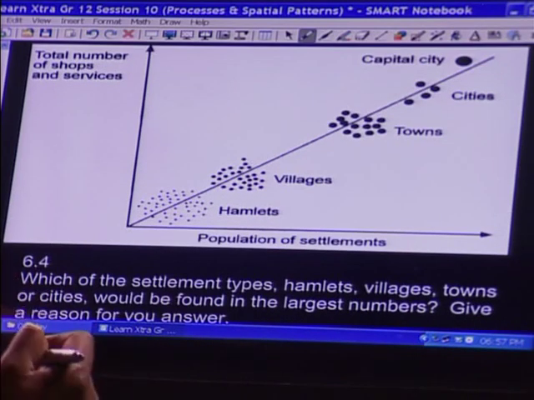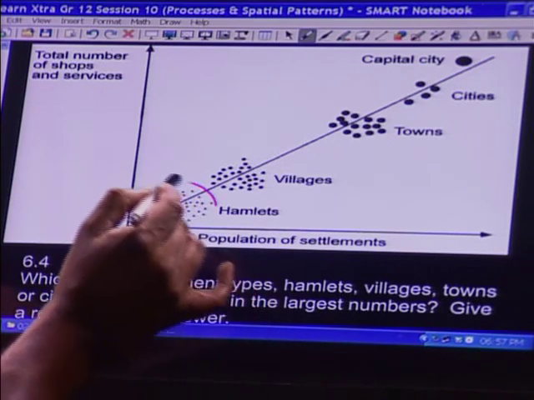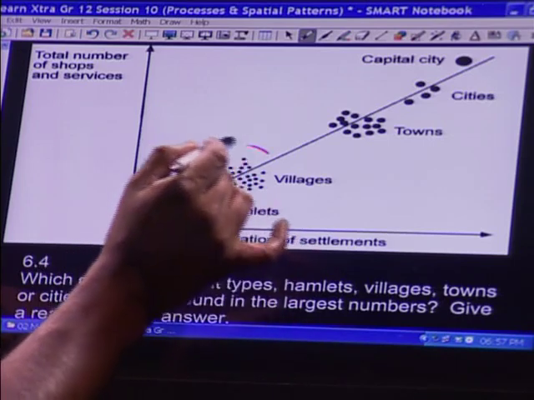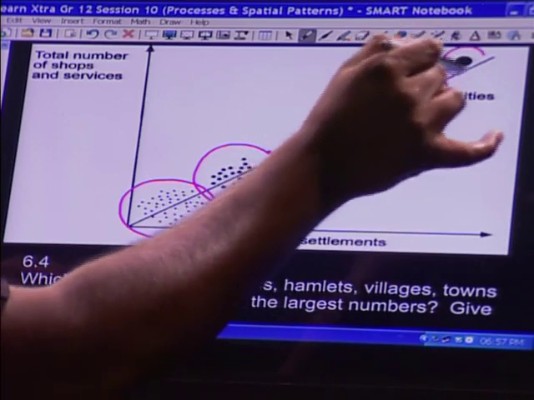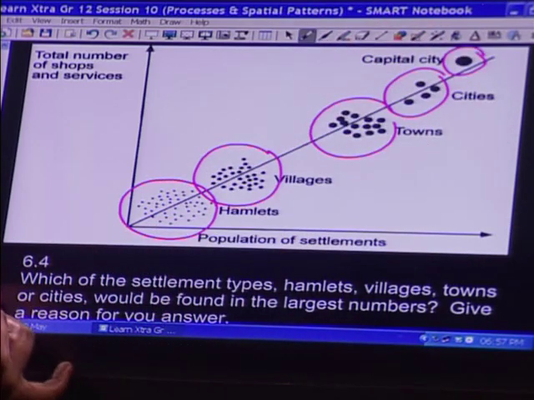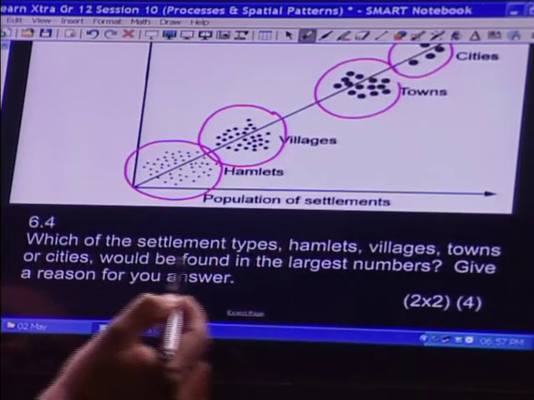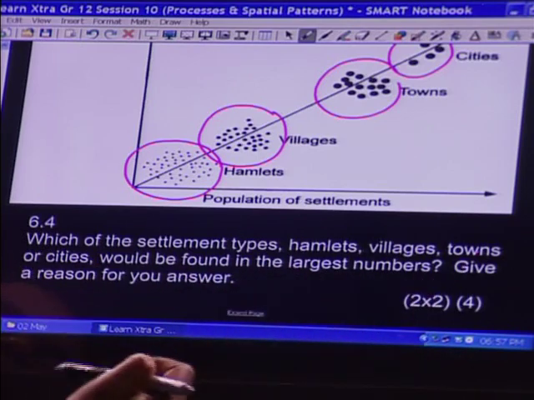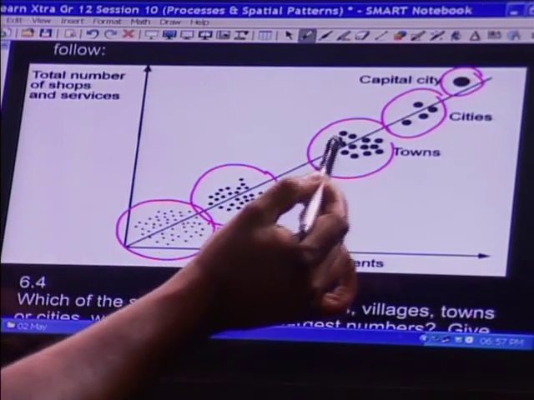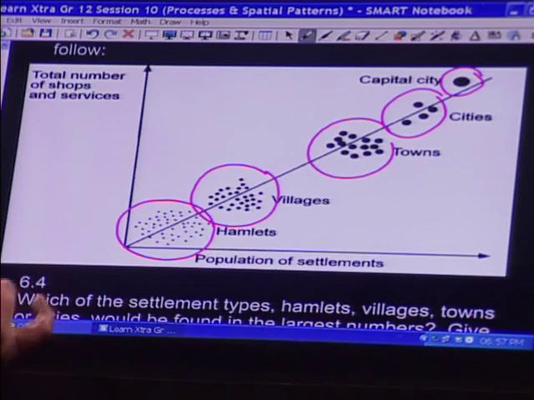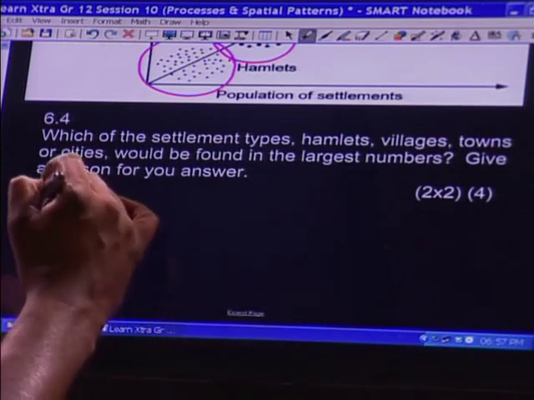If we look at our scatter graph, you will note that in terms of numbers, you have the most in hamlets, and as you move up, the numbers decrease to the point where you have one capital city. Let's go back to the question. Which of the settlement types would be found in the largest numbers? Give a reason for your answer. These dots represent the numbers of settlements. And if we look closely at the dots, the correct answer will be the hamlet.